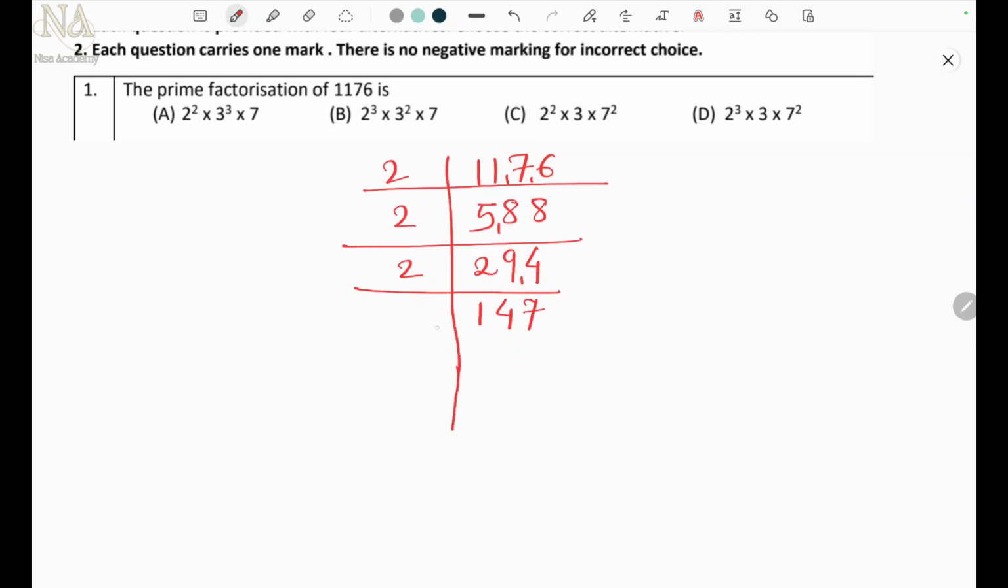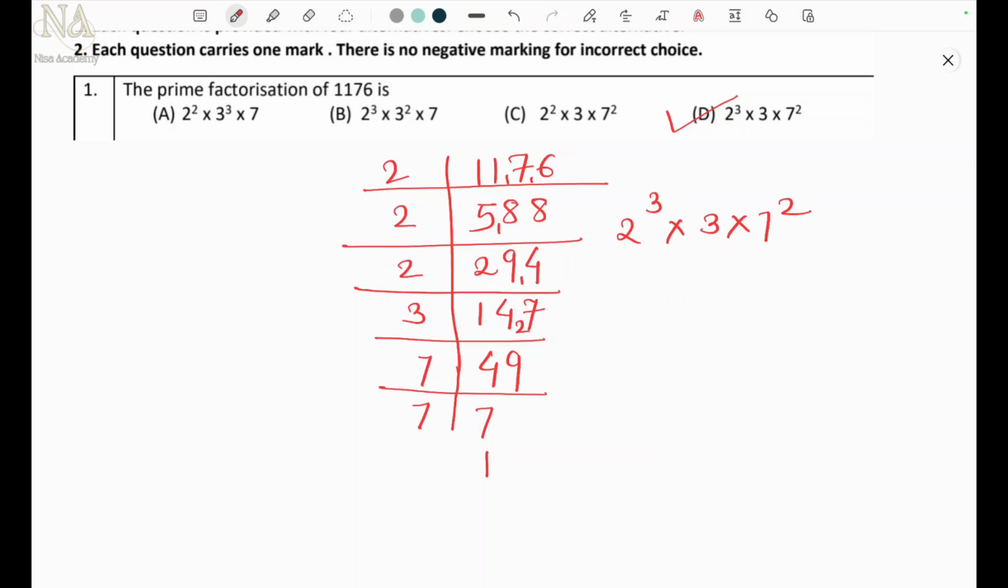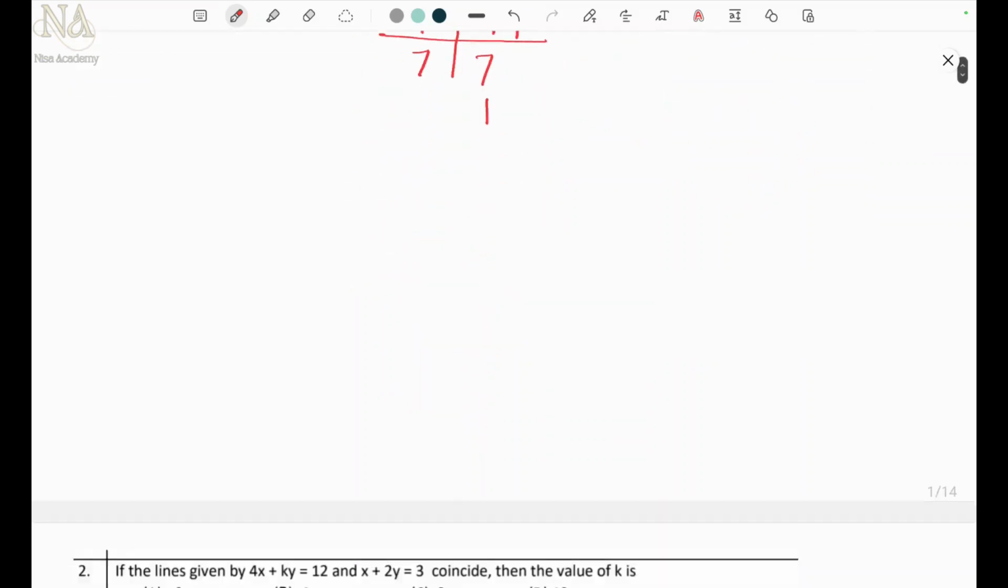Further, we cannot divide by 2. So we'll go for 3. 3 4s are 12, 2 remains, 3 9s are 27. And we know 7 7s are 49, 7 1s are 7. So can I write it as 2 cube into 3 into 7 square? Yes. And see which option matches. Yes, the D option. So the correct choice is D. Hope you understood. Let's go for the next problem.